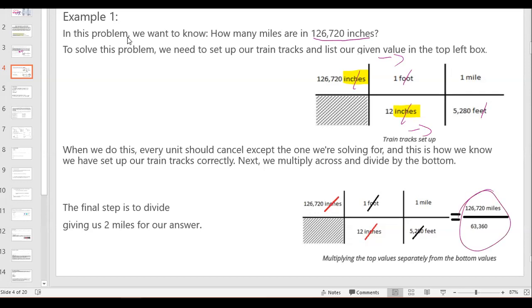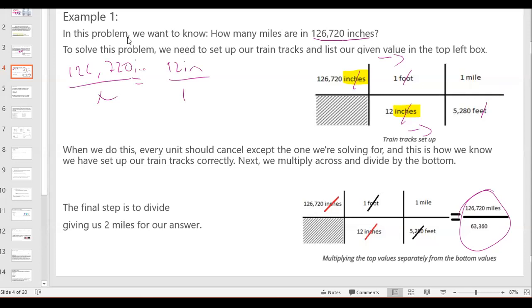For ratio proportion, the way that you would have been doing it, you have to do 2 of them, because how many conversions are we using? 2, right? We're using 1 foot is 12 inches and 1 mile equals 5,280 feet. So that'll be 126,720 inches over X equals 12 inches over 1 foot. And then once you get your answer, you're going to put the other one pretty much the same way. And you're going to be doing 2 different conversions like that.